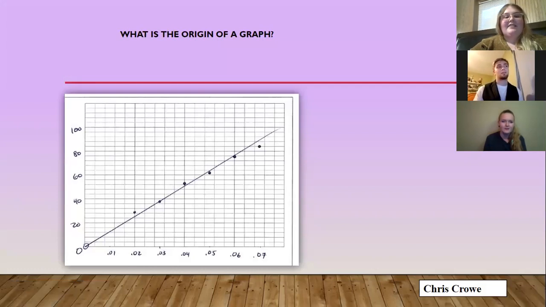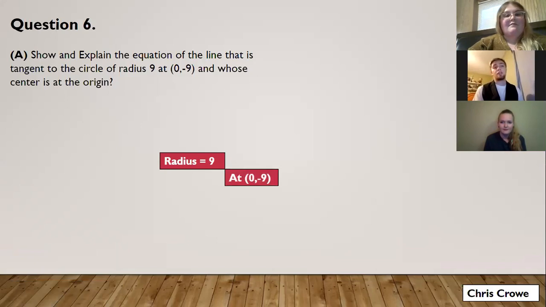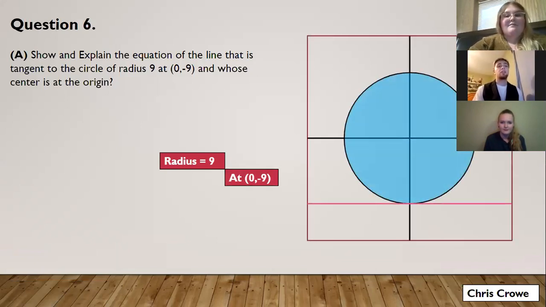Okay, so Chris, what is the origin of a graph? That is another very good question, Willa, and I'd be happy to answer it. So for another reference, this question is going to be answered through using problem 6 on module 1. Through the graph that you're about to see appear, the goal was to find the equation of the line that is tangent to the circle of radius 9 at 0, -9, and whose center is at the origin.